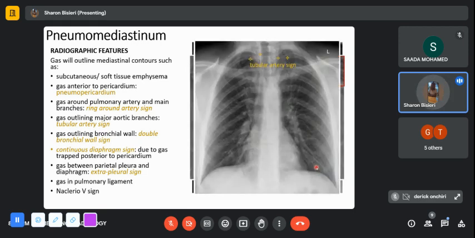Then this is another radiograph showing the tubular artery sign. And in this case, you have air outlining the major branches of the aortic arch. In this case, we can clearly outline this vessel going upwards in this direction. I'd call it the left common carotid.